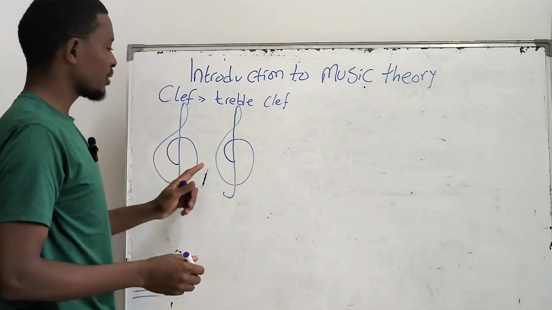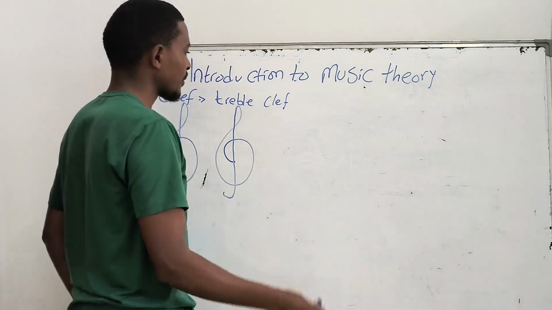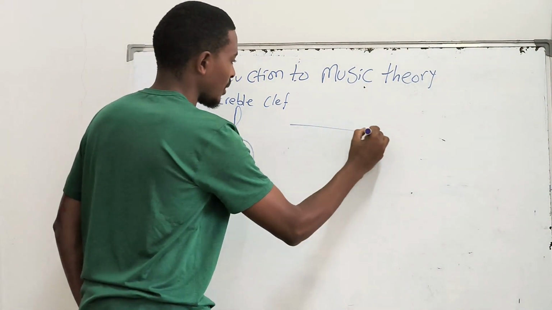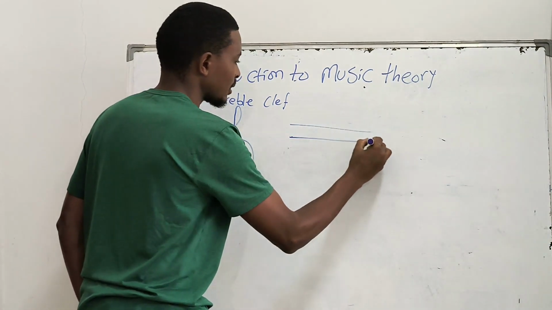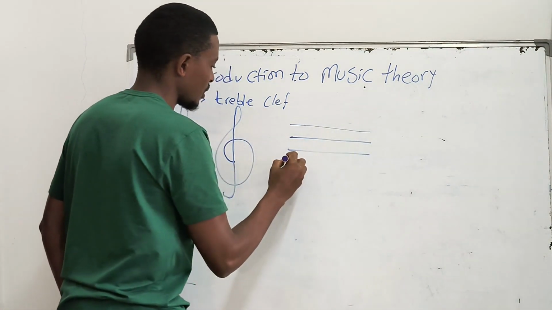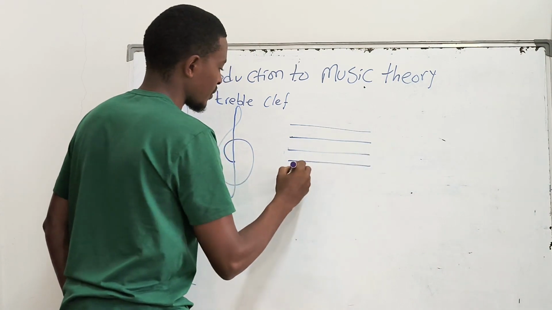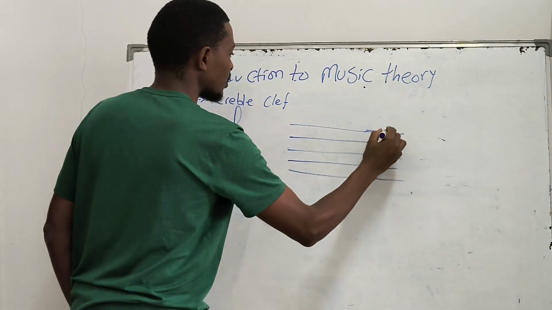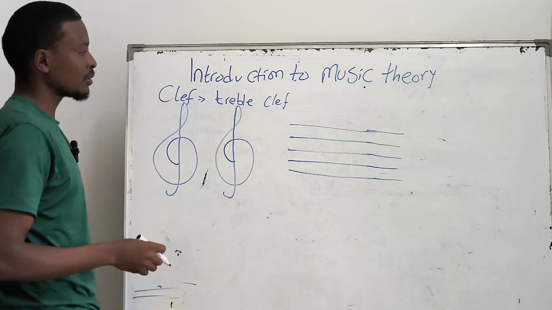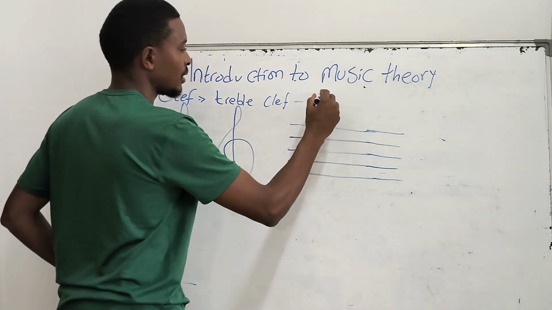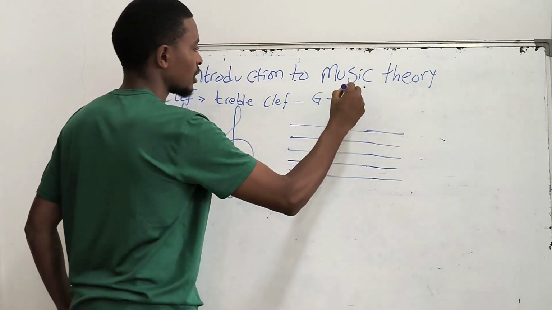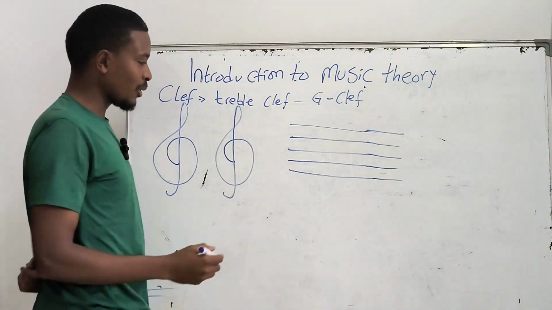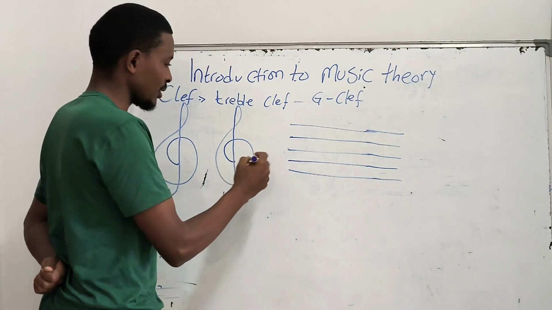So let us try to install this inside our staff. So our 5 lines again, 1, 2, 3, 4, 5. So the treble clef is also known as G clef. We are going to know right now why it is called the G clef.